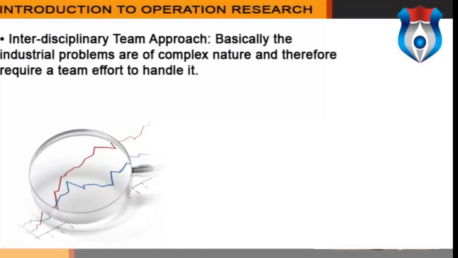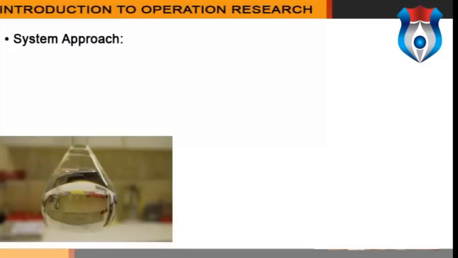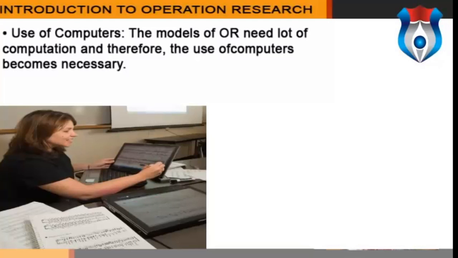Interdisciplinary team approach. Basically, industrial problems are of a complex nature and therefore require a team effort to handle. System approach. The main aim of the system approach is to trace for each proposal all significant and indirect effects on all subsystems of a system and to evaluate each action in terms of effects for the system as a whole. Mathematical and analytical models of OR are used to obtain an acceptable solution. Use of computers. The models of OR need a lot of computation and therefore the use of computers becomes necessary.